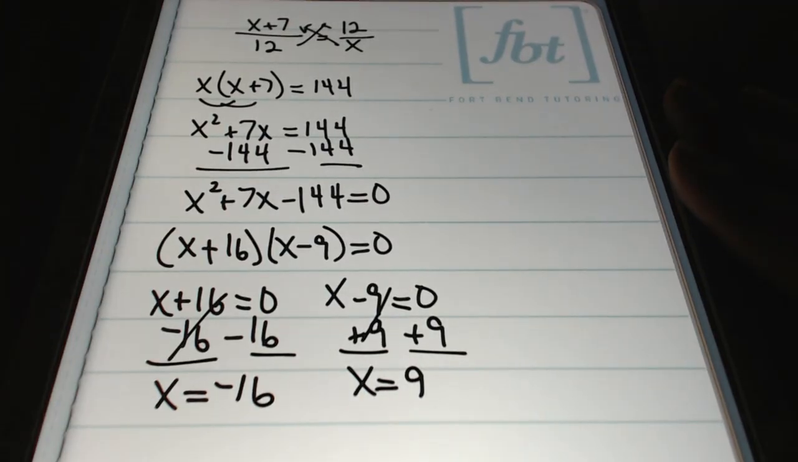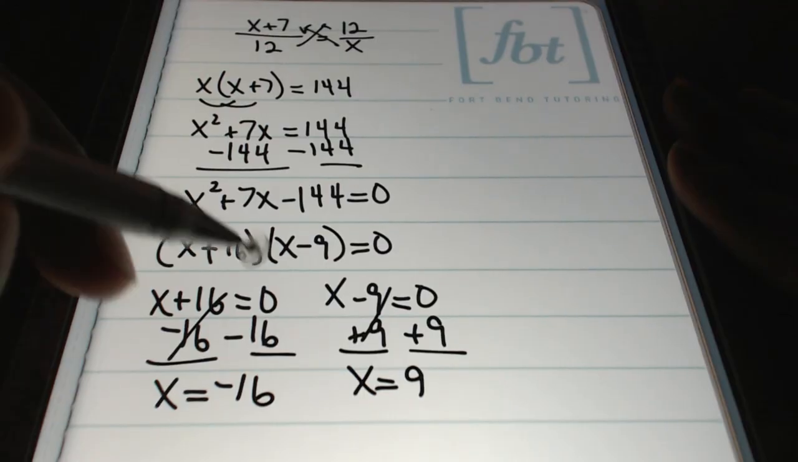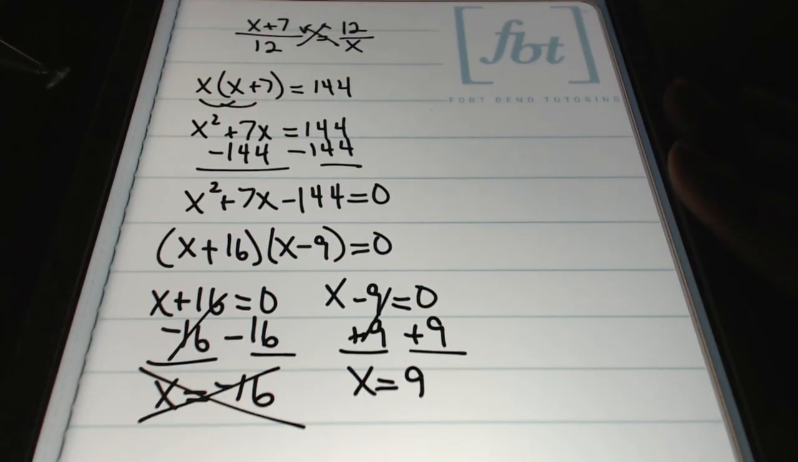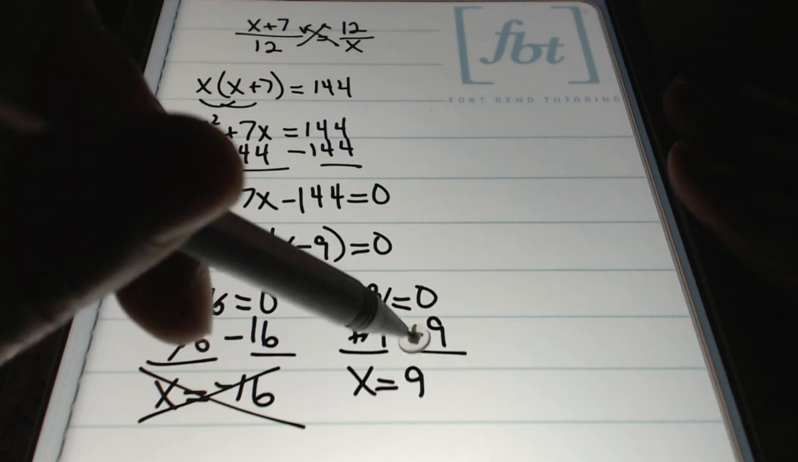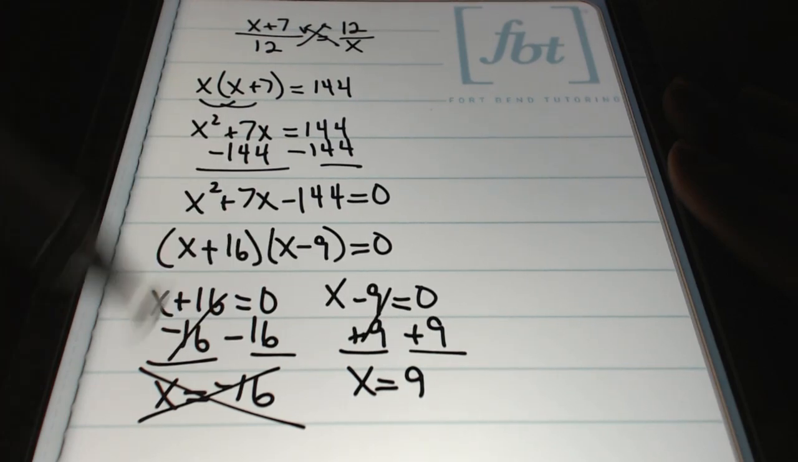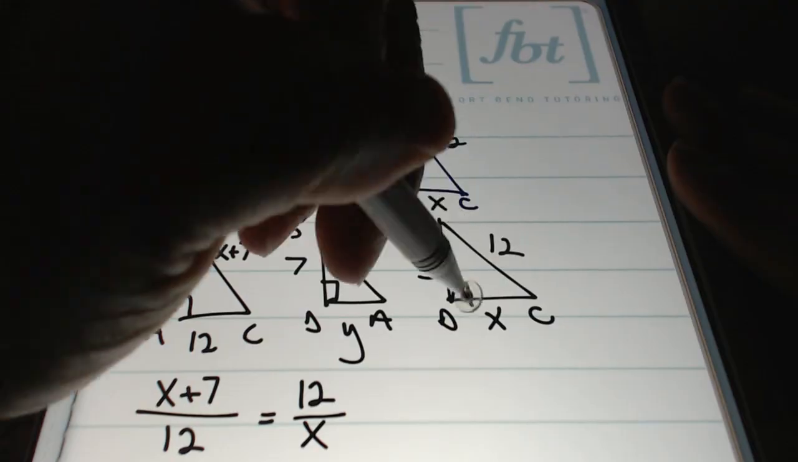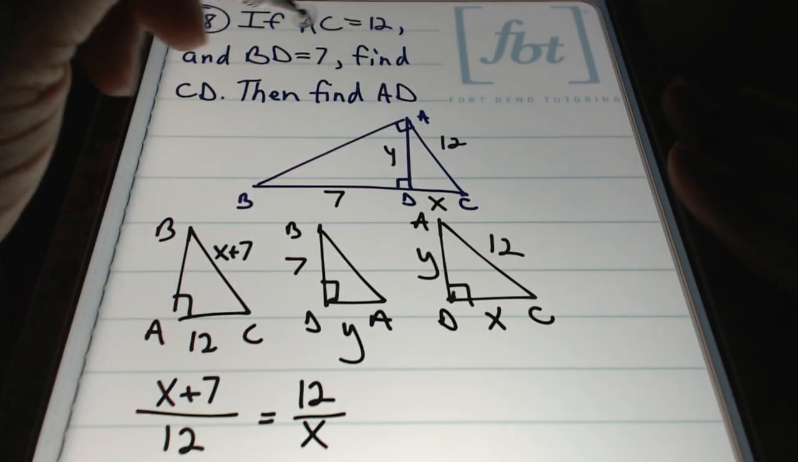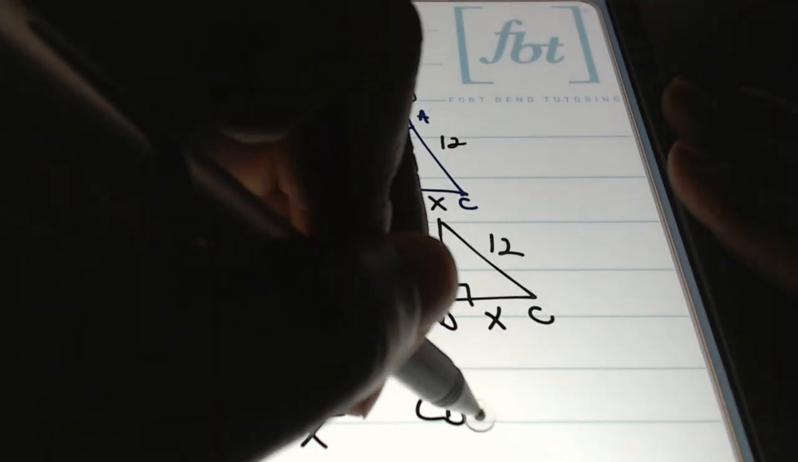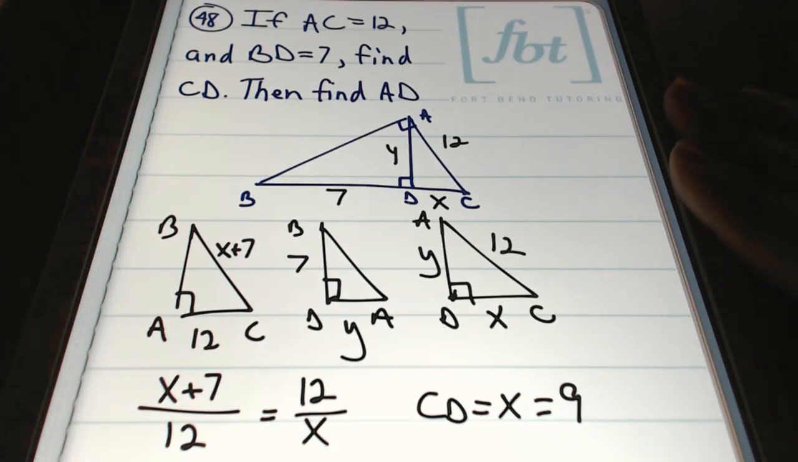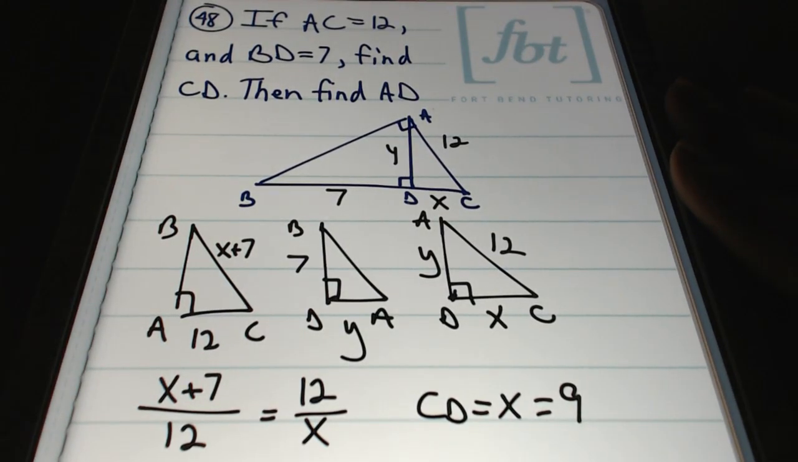However, guys, you need to keep in mind that we're dealing with geometric shapes. You're not going to have any negative lengths, so it can't be negative 16. This answer has to be positive 9. As we refer back to the Papa Bear, Baby Bear, and the Mama Bear, we just solved for X, knowing that X is equal to CD, and CD we just solved for is 9. So the value of X is 9. Therefore, the value of CD is 9, and we will red box it.